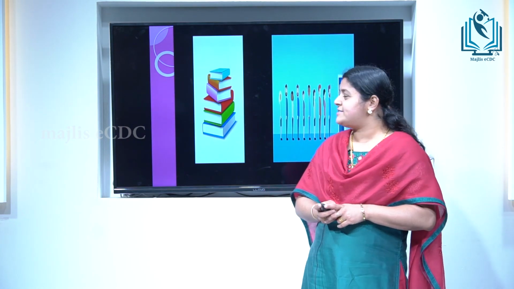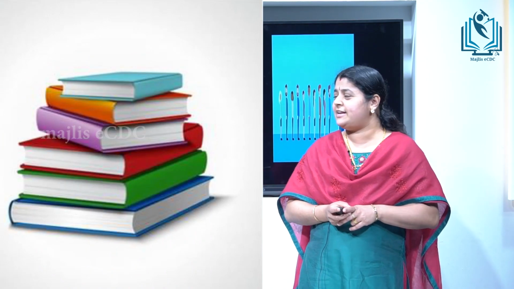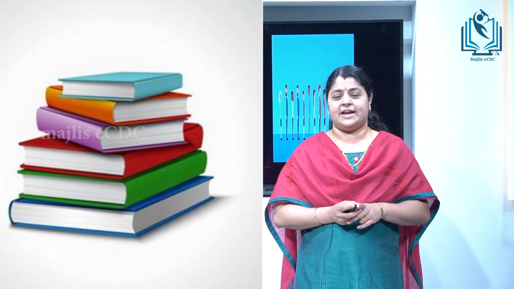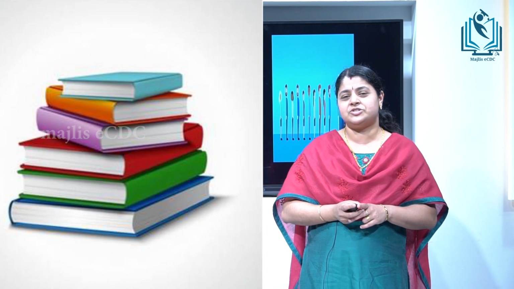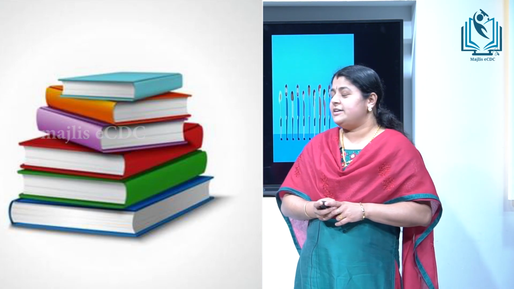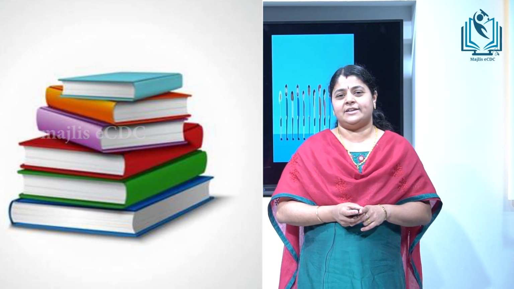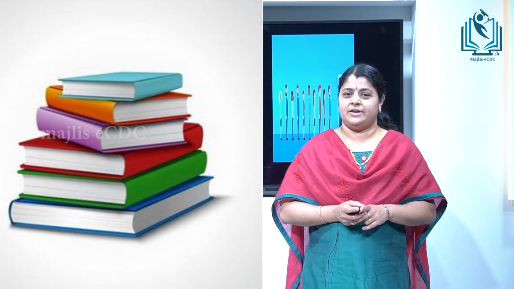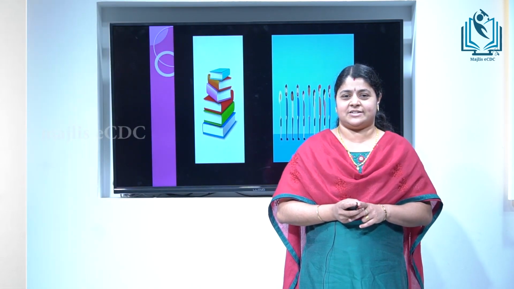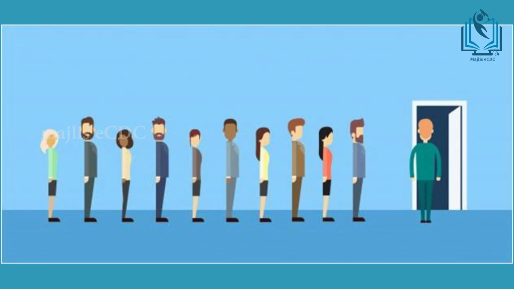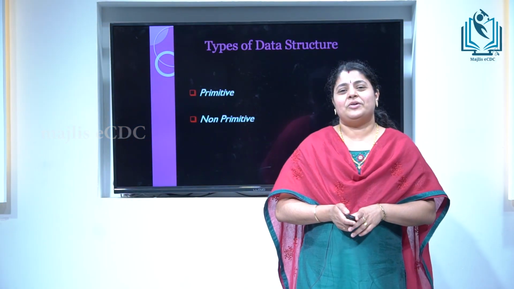The first one is a stack of books. In this case, the last book will be taken first and the second last book will be taken second and so on. Here it is working in a LIFO manner, that is last in first out manner. It is the same as the stack data structure. The second one is standing in a queue. In this case, the first person in the queue is the first to leave. This is working in a FIFO manner, that is first in first out manner. It is similar to the queue data structure. Going to the next topic.